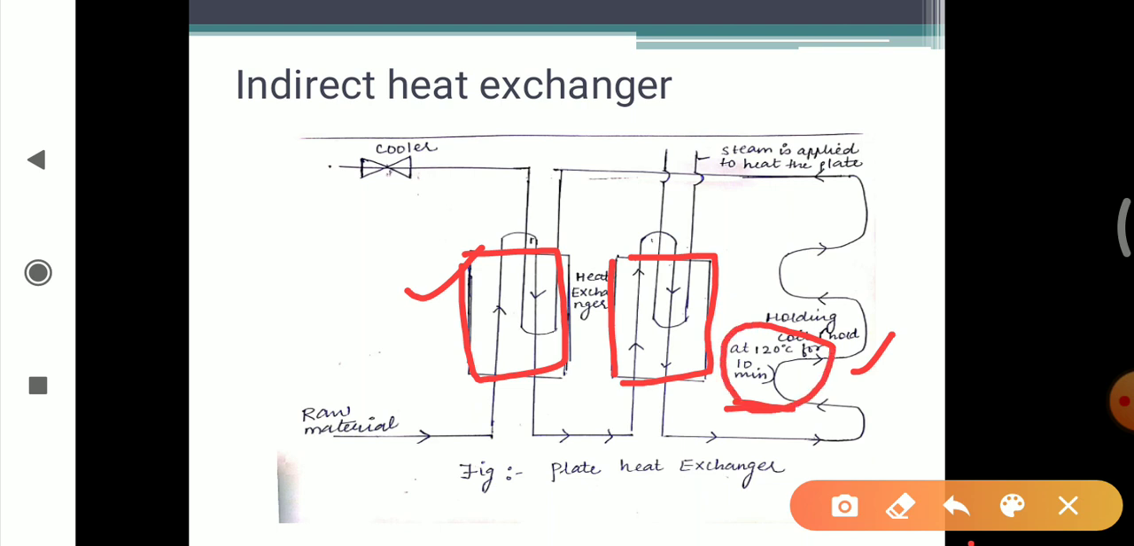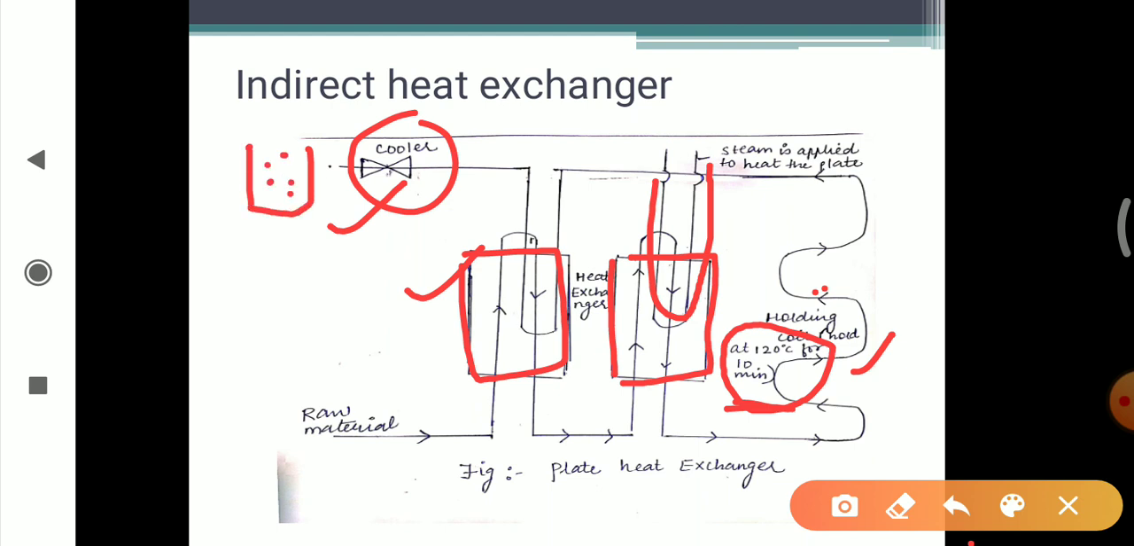Finally, from the holding coil, the medium will pass into the cooler. From the holding coil, the medium passes to the cooler via the first heat exchanger. From the cooler, the sterile medium is collected. This is all about the indirect heat exchanger.